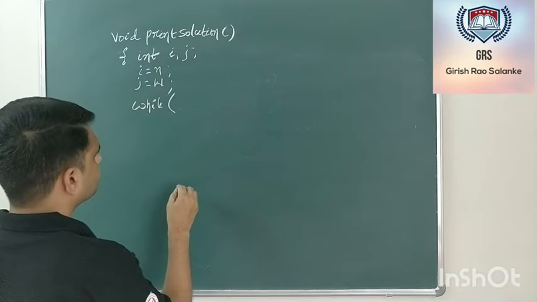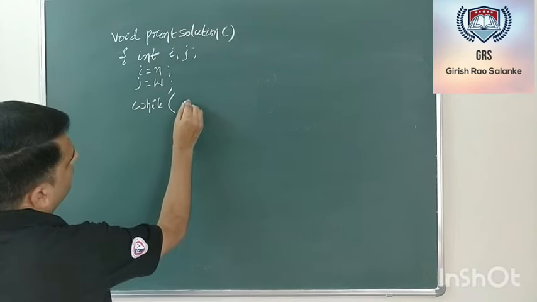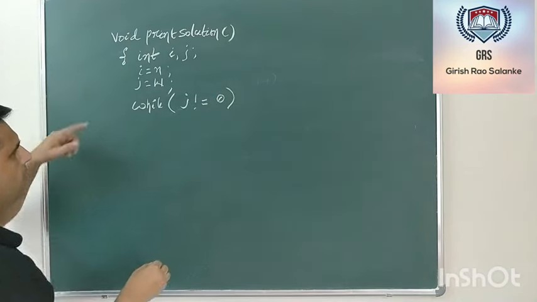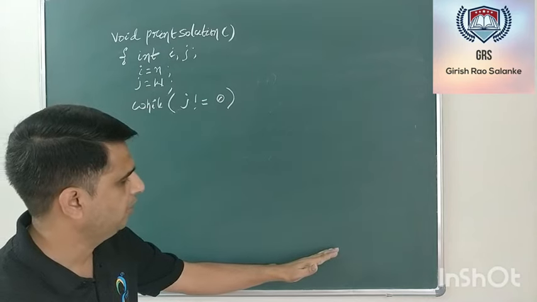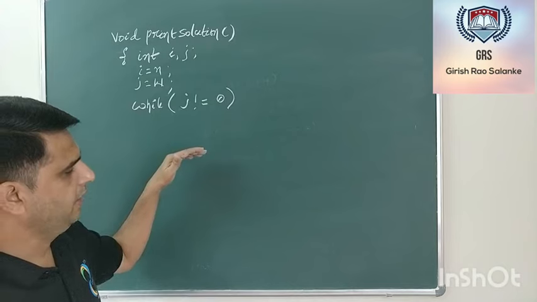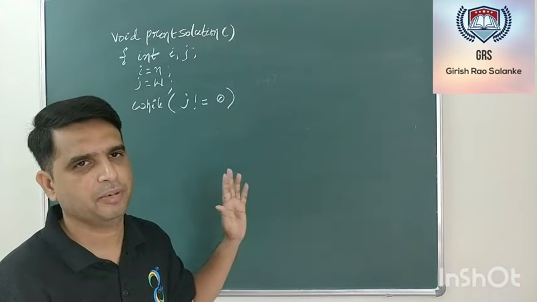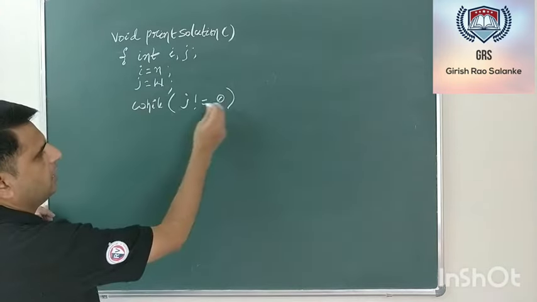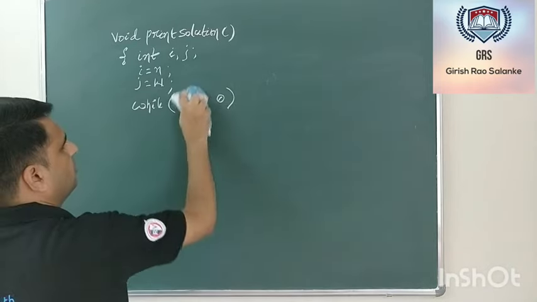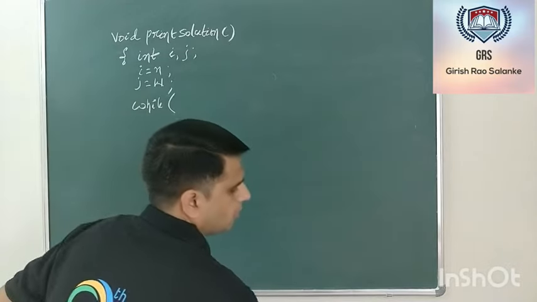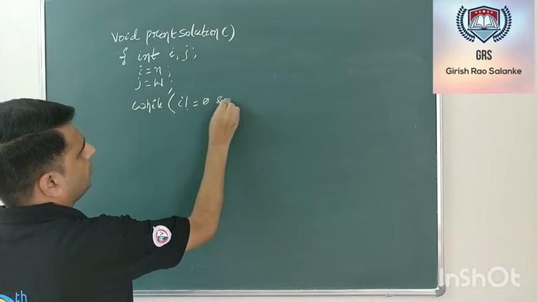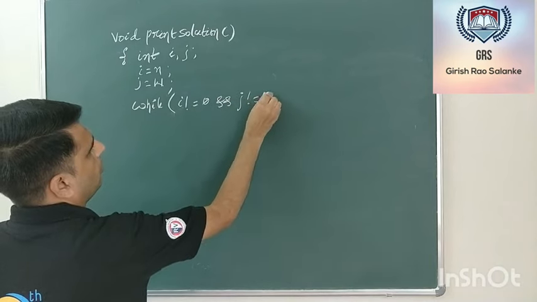While j not equal to 0. If you do remember, when I was using a bottom-up approach, I need to stop whenever the remaining knapsack capacity was 0. While j not equal to 0, we'll use okay. I will iterate with i also, don't worry. While i not equal to 0 and j not equal to 0.